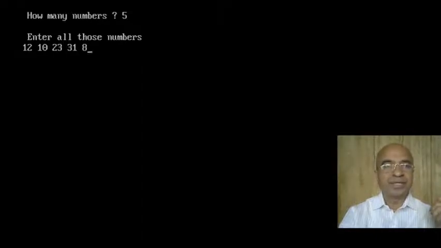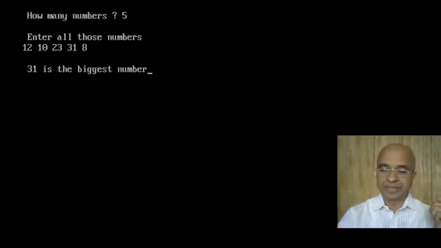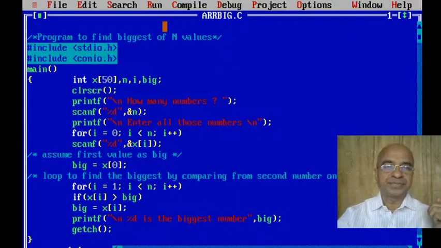So let us see how the result is going to be displayed. 31 is the biggest number. So this is how we get the results. Let us check once again.